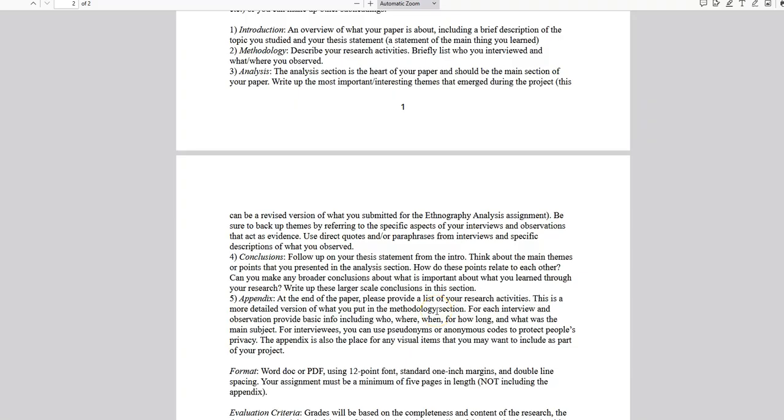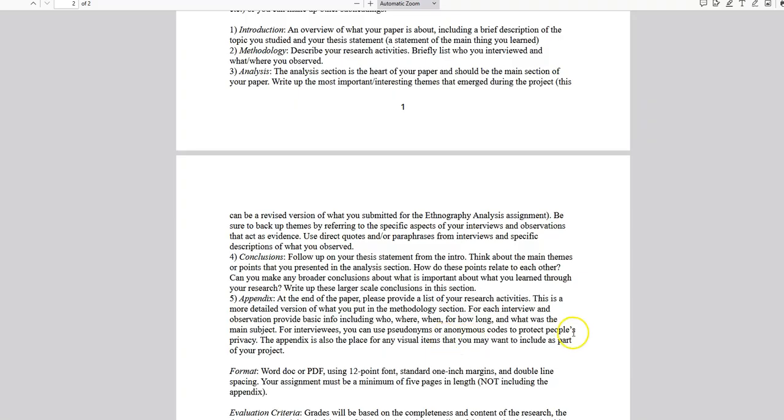In this appendix, I want more detail. So again, it can be a bulleted list, but I want to know more about what kind of research activities you engaged in, right? So for each interview and each observation, give me the basic info of who, where, when, for how long, and what was the main subject, okay?